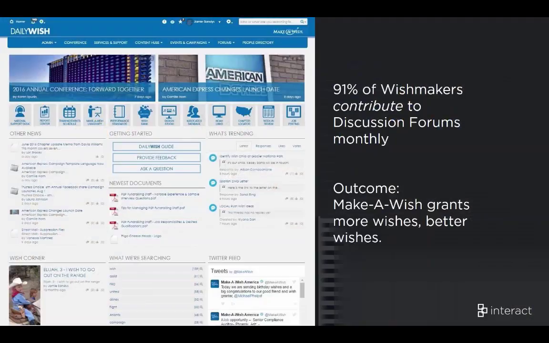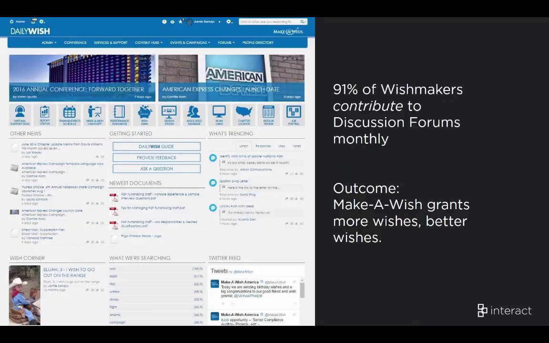So here's what happened with Make-A-Wish. Now, before Make-A-Wish had an intranet, they didn't really have any way of sharing information across their organization. We're talking about 650 offices all over the country. We're talking about thousands of people, and they didn't have a place to share content. Everything was completely locked away in silos, and there was some really great information. So they decided to take the approach that we want to use discussion forums to encourage our wish makers to share ideas and best practices that allow us to become more efficient and grant better, more wishes.